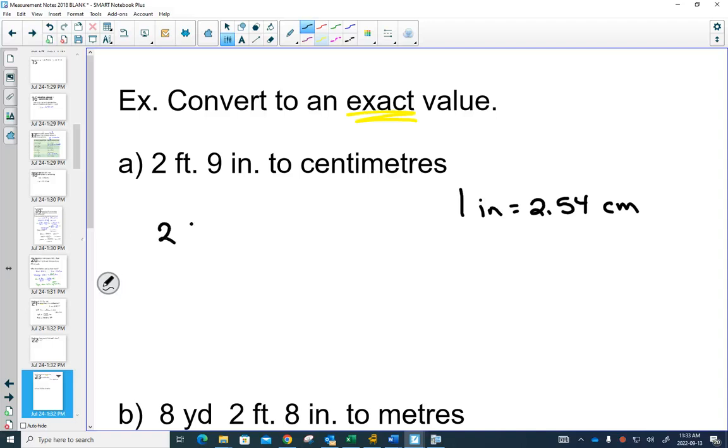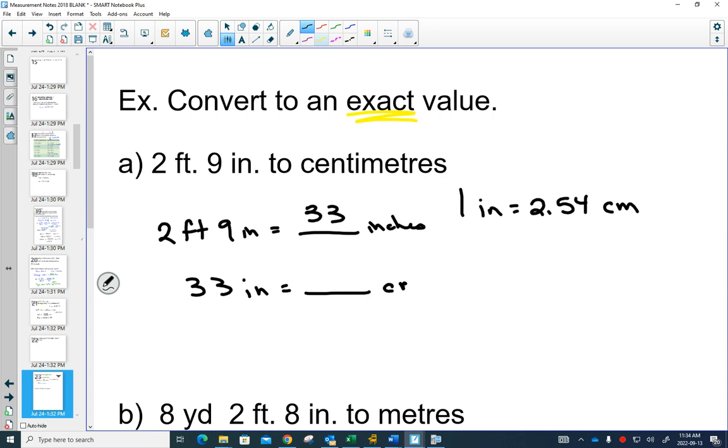Anyways, first of all, we have to change the 2 feet 9 inches into just inches. 2 feet is going to be 24. 24 plus 9, 33 inches. And then you have your 33 inches. You can now get that exact value in centimeters. Are you going to multiply or are you going to divide? We need more centimeters, so we multiply. 83.82 centimeters.